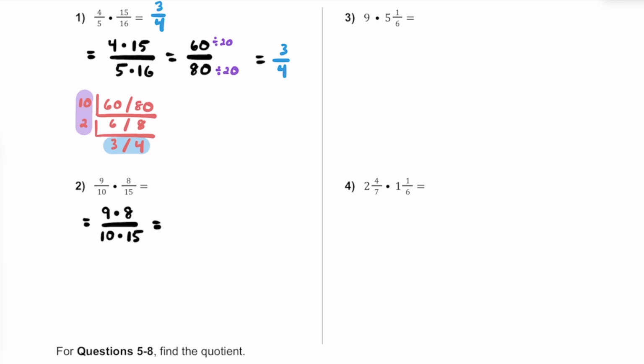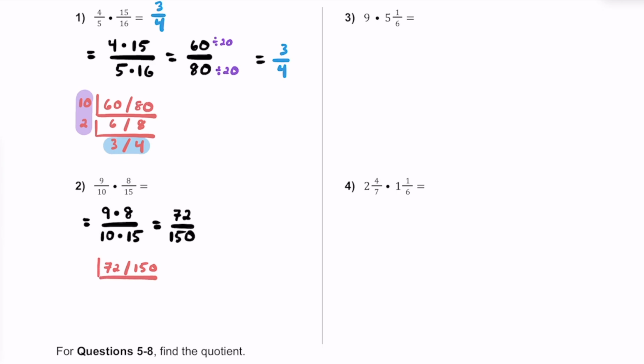If you ever need to pause to do the multiplication, feel free to do so. 9 times 8 is going to be 72, and on the bottom, 10 times 15 is going to be 150. All right, so we multiplied, and this is our product, but we have to see if we can simplify our answer here. So let's take this 72 and 150 and use that ladder or cake method and see if we can find any common factors.